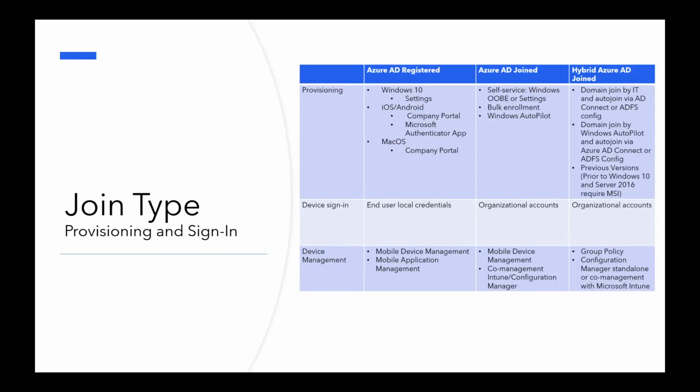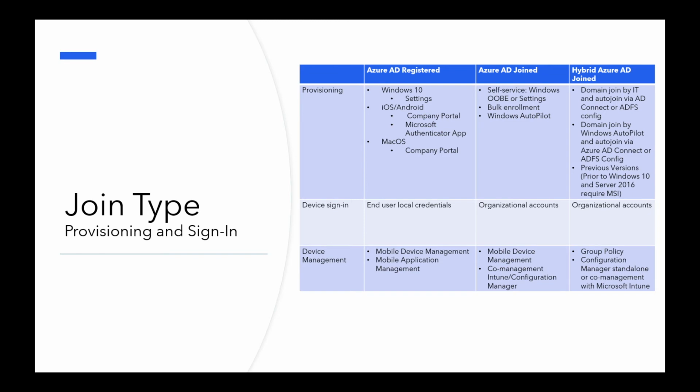Next, we'll take a look at provisioning and sign-in for the different join types, starting with Azure Active Directory registered devices. For Windows 10, these devices are provisioned using the Settings application in Windows 10. For iOS and Android, these are provisioned using the company portal or the Microsoft Authenticator app. For macOS, these devices are provisioned using the company portal. Looking again at device sign-in, these Azure AD registered devices are using end-user local credentials to sign into the device. For device management, Azure AD registered devices can be managed using mobile device management and mobile application management.